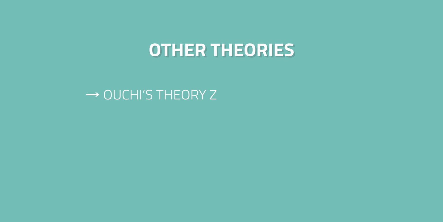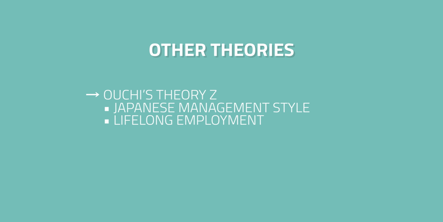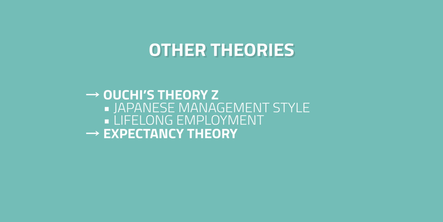Now, 3 other theories that I want to share with you. We have Ouchi's theory Z. And this is modeled after the Japanese management style. In this style, it's this idea of lifelong employment, the idea of having a familial environment where you work and that everyone gets along together, you're all working towards the same vision and the same goal. This one's probably faded a little bit over the last decade, but I think it's still important and something to strive towards. The expectancy theory, I know you've experienced if you have children.